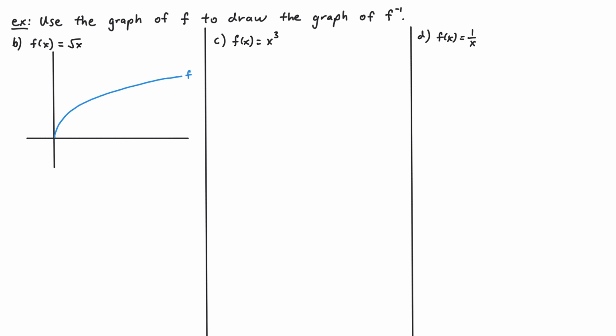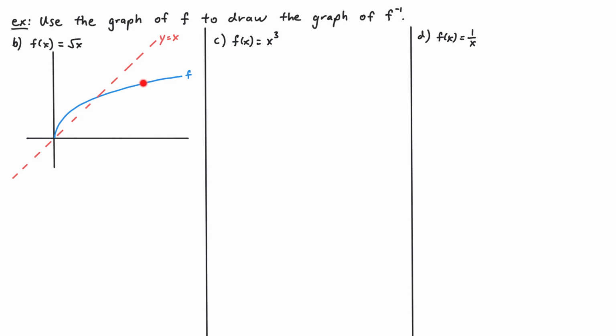So if we want to draw the graph of the inverse function, all we have to do is mirror it across the diagonal line y equals x. So let me draw the line y equals x as a dotted line here. Now, if I want to draw the mirror image of f, I want to imagine taking any point here and flipping it across this diagonal line y equals x.